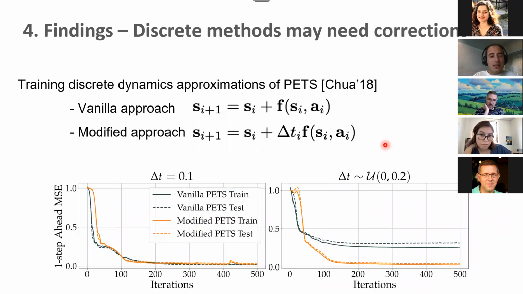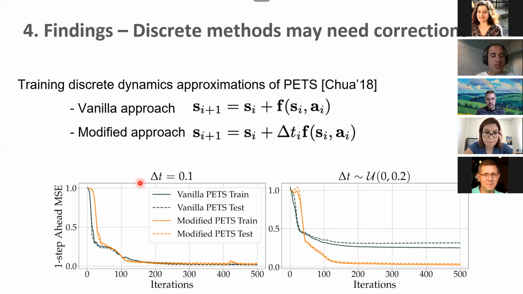And then the second thing that we showed was that the first equation here shows a discrete transition model where the next state is equal to the current state plus a function of the current state and current action. And that's the underlying assumption in the state-of-the-art probabilistic ensembles with trajectory sampling method, PETS, I'll call it for short. But now the tricky part is that the PETS update equation is only valid if the observations come in uniformly over time.